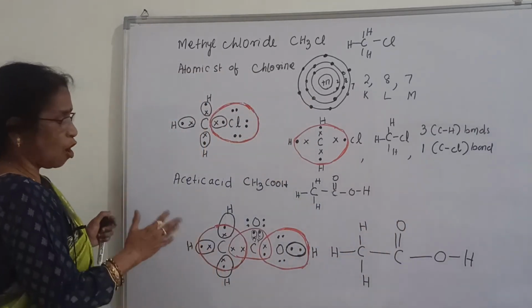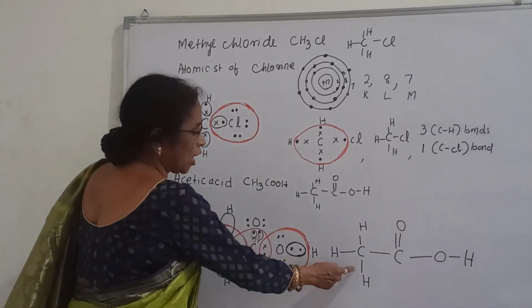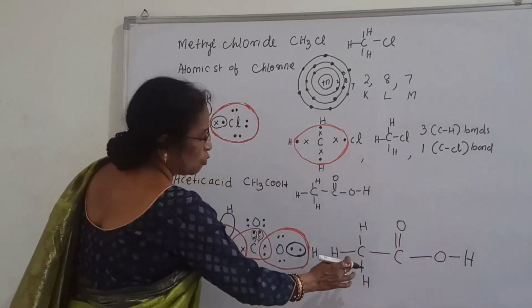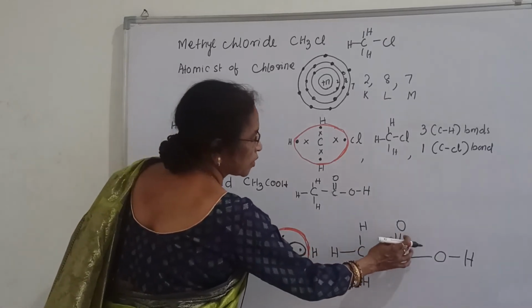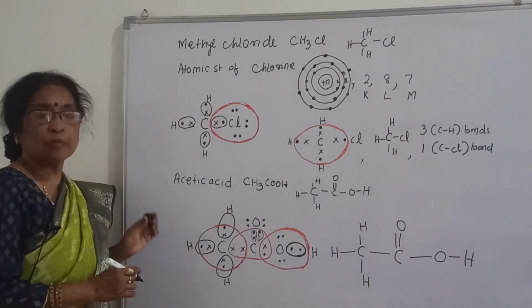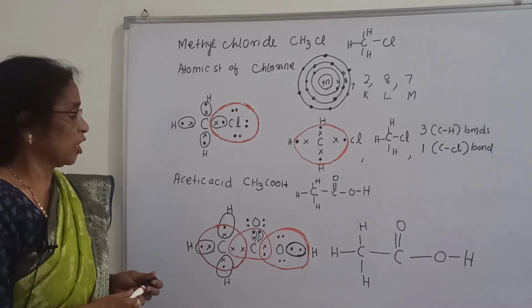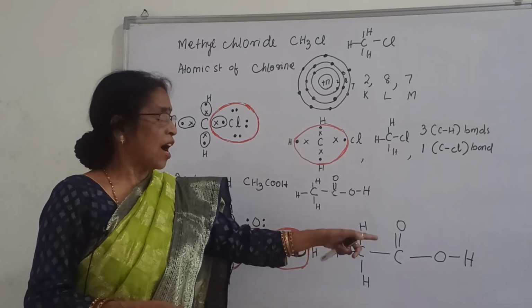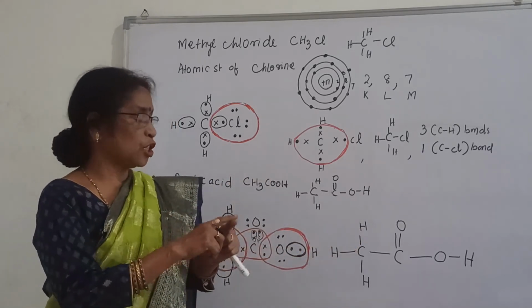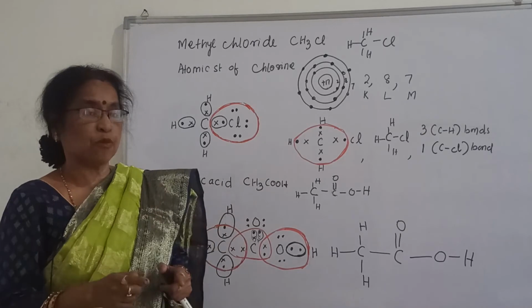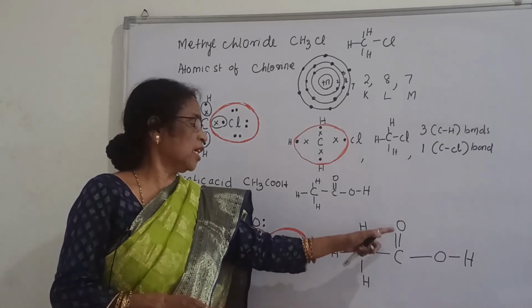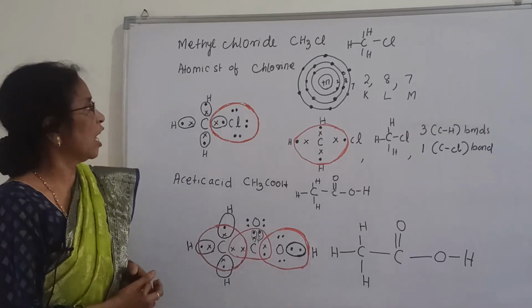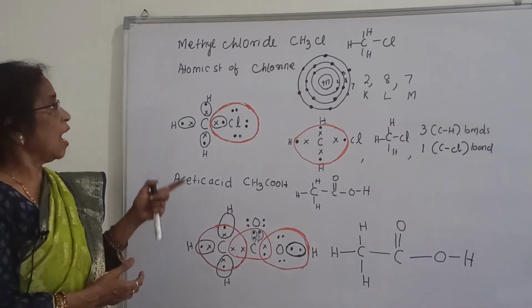Now you can observe how many bonds are there. 1, 2, 3, 4, 5, 6, 7, 8. Totally how many bonds? 8 bonds are there. Then what are they? They are 3 CH bonds, 1 OH bond, 1 CO bond, 1 CC bond, and last one the CO double bond. So totally how many bonds? 8 bonds.